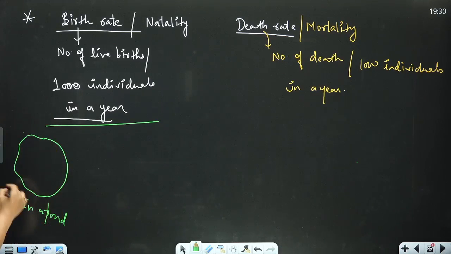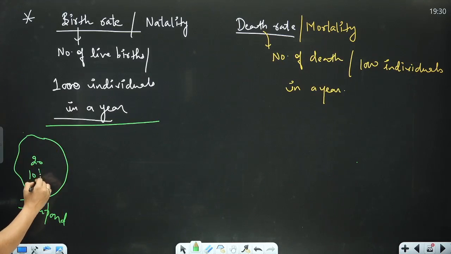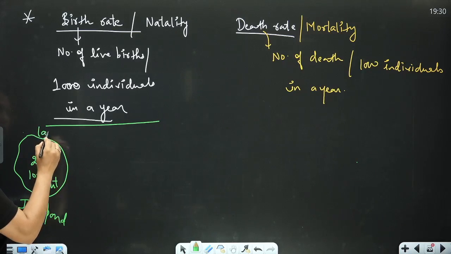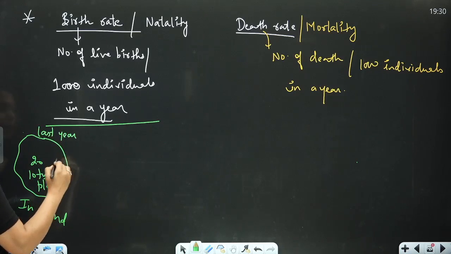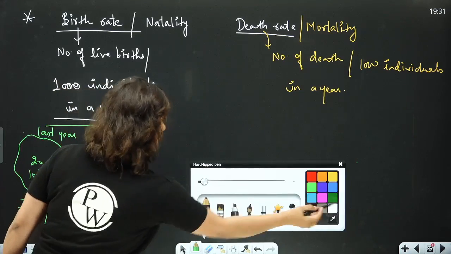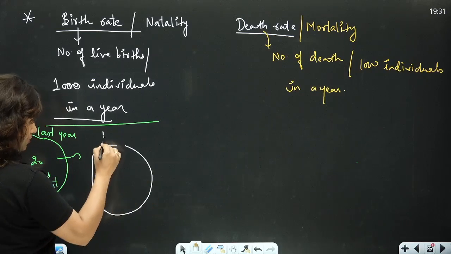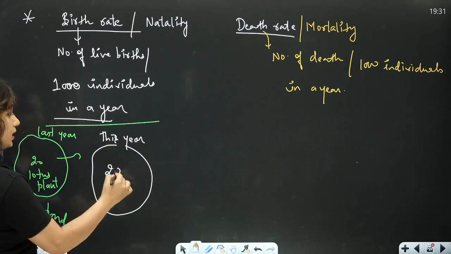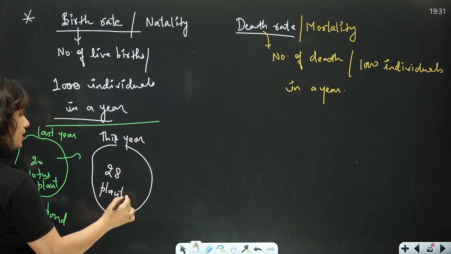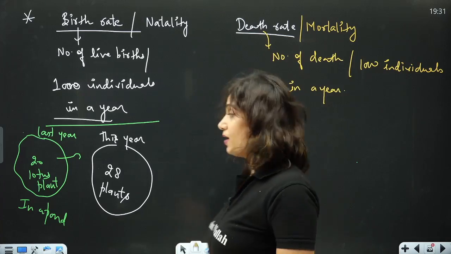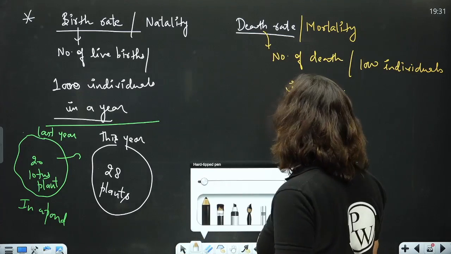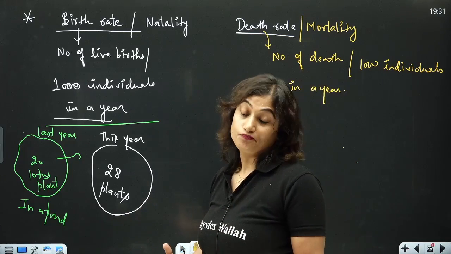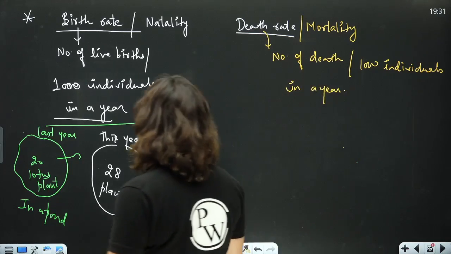In a pond, there were 20 lotus plants last year, and this year, in the current year, there are 28 plants. And they are asking to calculate the birth rate in the pond. Last year the number of lotus plants was 20 and this time it is 28. Then calculate the birth rate. So how will you calculate?